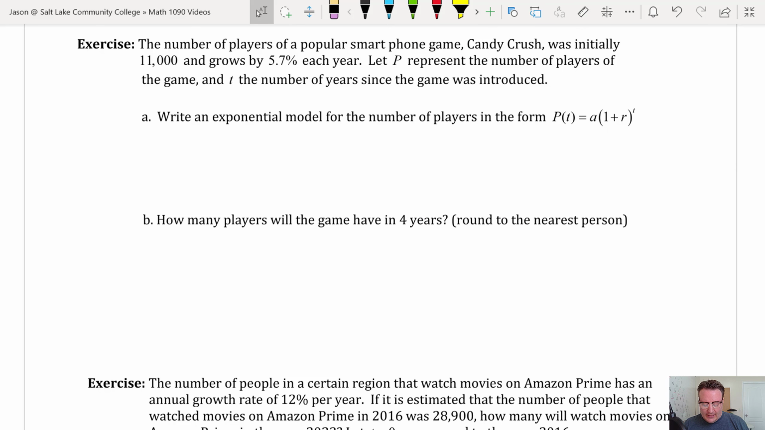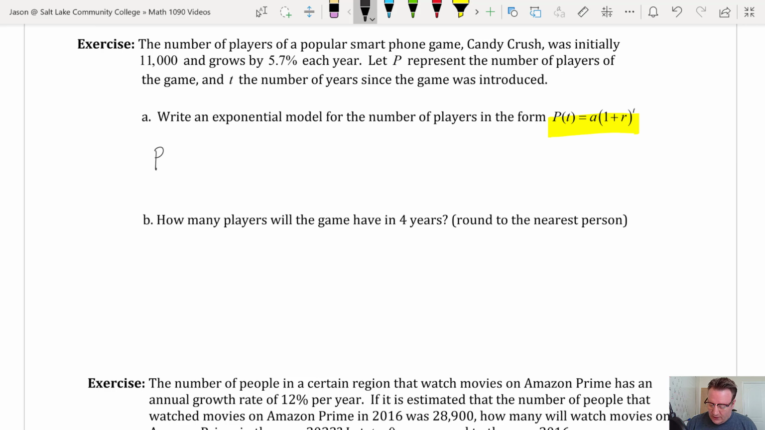Okay, let's look at an example here. It'll be more similar to your homework. The number of players of a popular smartphone game Candy Crush was initially 11,000 and grows by 5.7% each year. Let P represent the number of players of the game and T the number of years since the game was introduced. Okay, so we're going to write P, think of it like population of Candy Crush players, right? And it'll be a function of time in years.